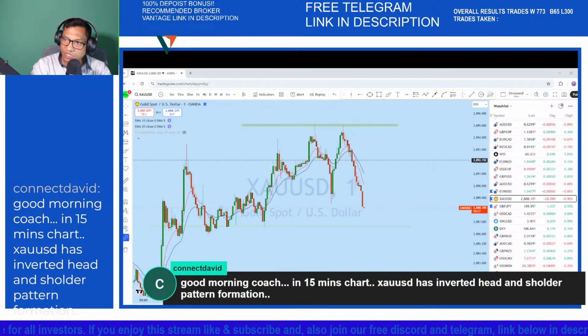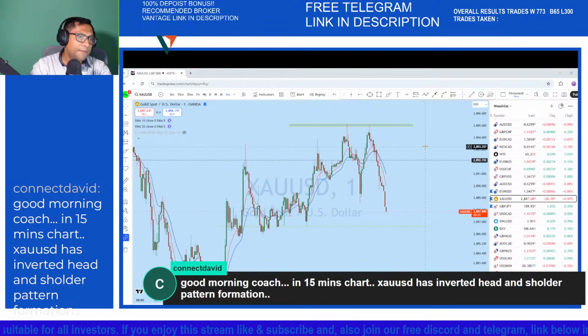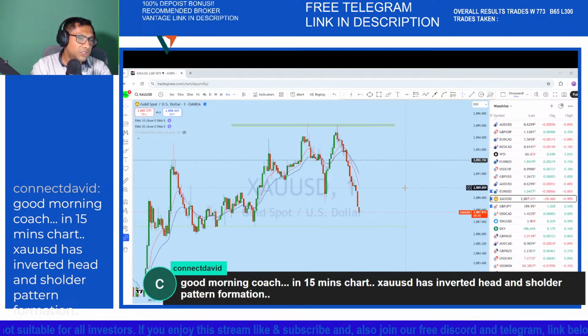15-minute chart, XAUUSD has an inverted head and shoulders pattern formation. Yeah, so we can see that on the XAUUSD 1-minute chart.